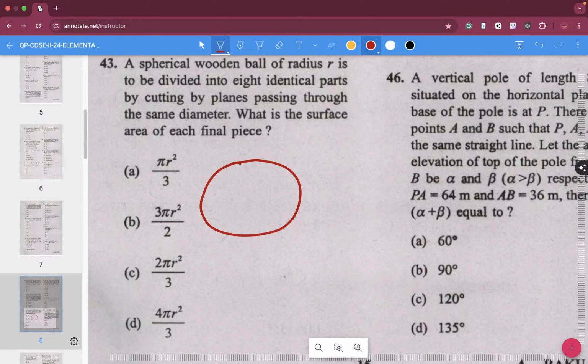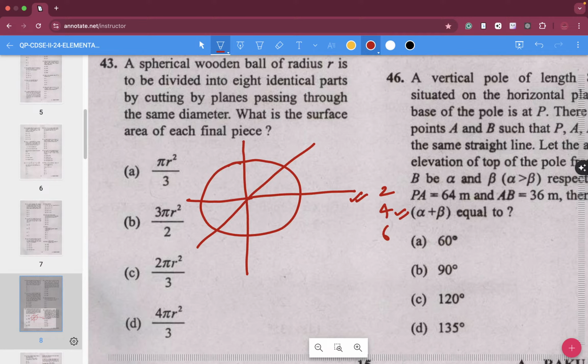So what we will do in that case is imagine this is a sphere like this. If you make the first cut, it gives 2 parts. If you make another cut, again it makes 4 parts. If you make the third cut, now you have 6 parts, and then you make another cut over here, which is the 4th cut, and it gives you 8 parts. So what does it mean? You have to make 4 cuts in total.